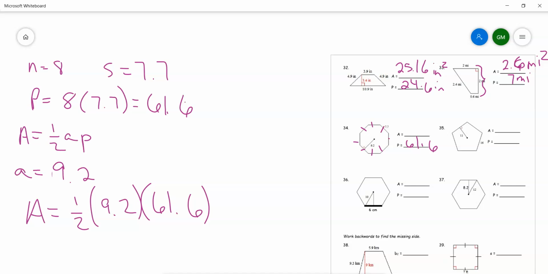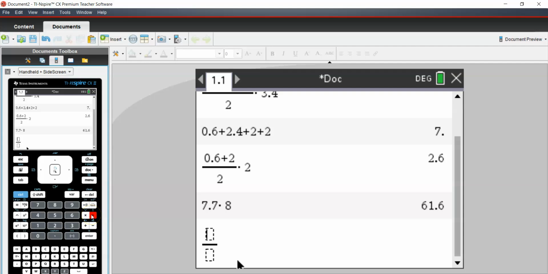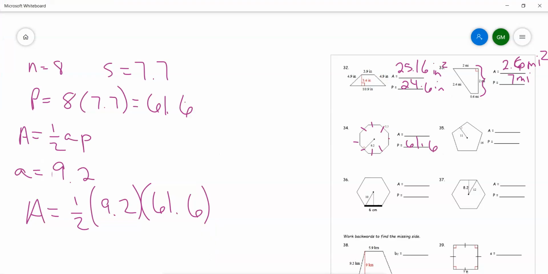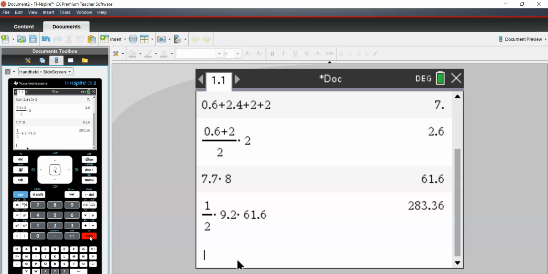Let's go ahead and type that into the calculator. Control divide gives us our fractions. 1/2 times 9.2 times 61.6. Enter. And that gives us 283.36.